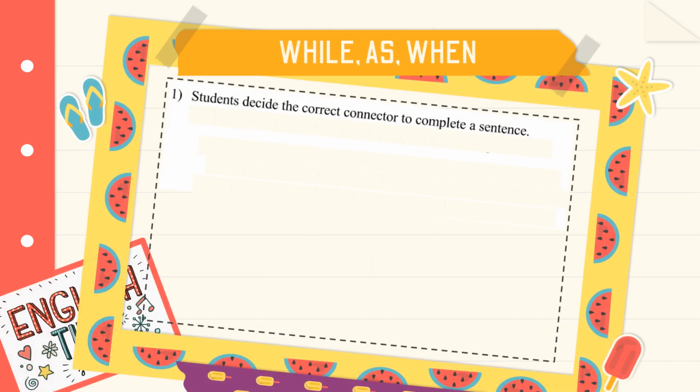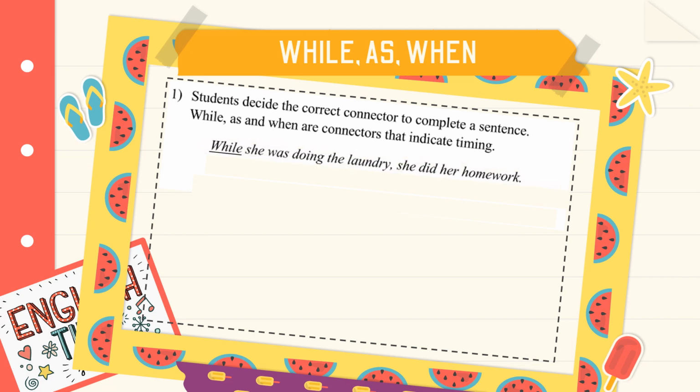First up is while, as, when. Here, you need to decide the correct connector to complete a sentence. While, as, and when are connectors that indicate the timing, like this. While she was doing the laundry, she did her homework. So, while indicates the action that started first. Okay? As he was reading, he realized he knew the person in the article. As here also indicates the action that started first, the reading.